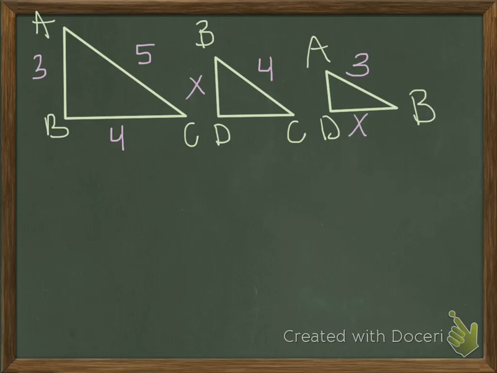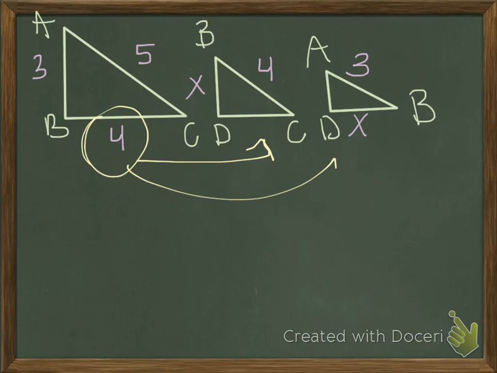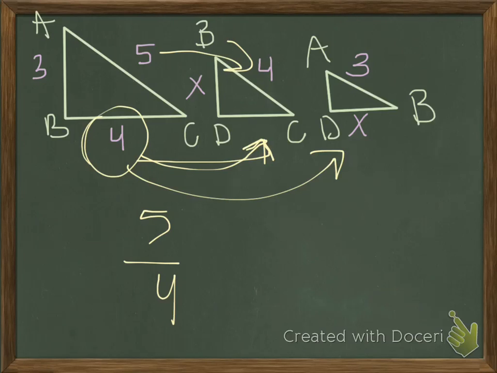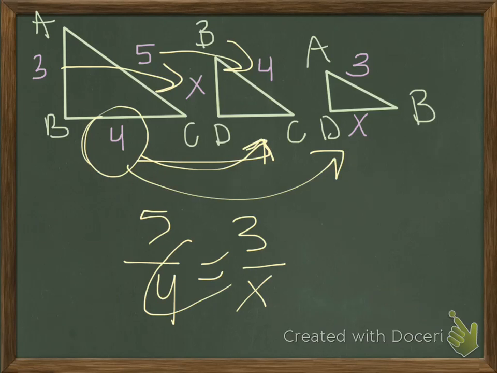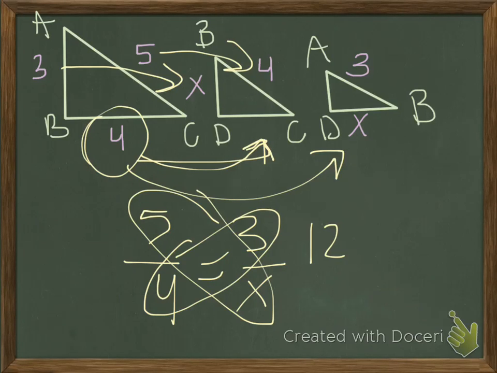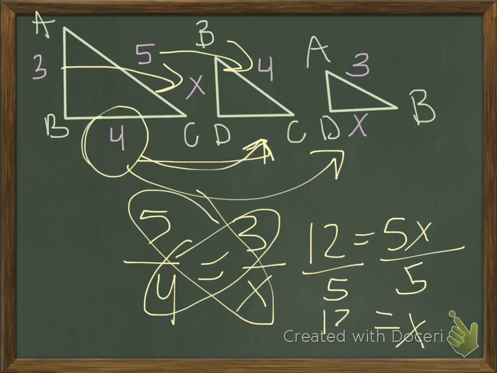Here are those triangles just redrawn and not as messy. Now we need to solve for X. So we can use the big triangle with this one, or we could do it with the small one. But let's just do it with the medium-sized one. So we have 5 goes to 4, and 3 goes to X. Now we just need to solve for X. So we cross multiply, and we get 12 equals 5X, and we divide both sides by 5, and we get X equals 12 fifths.